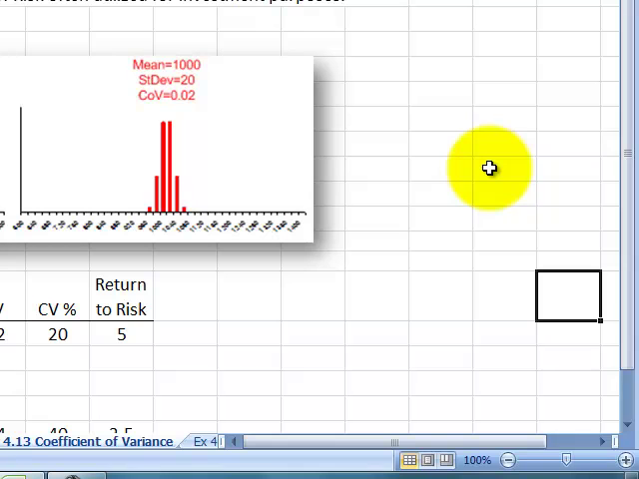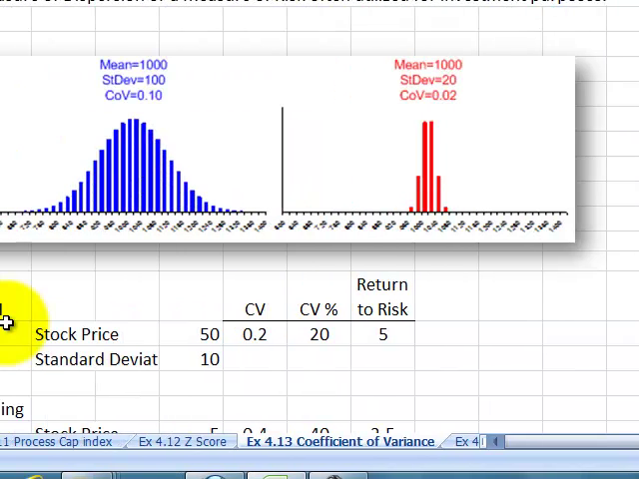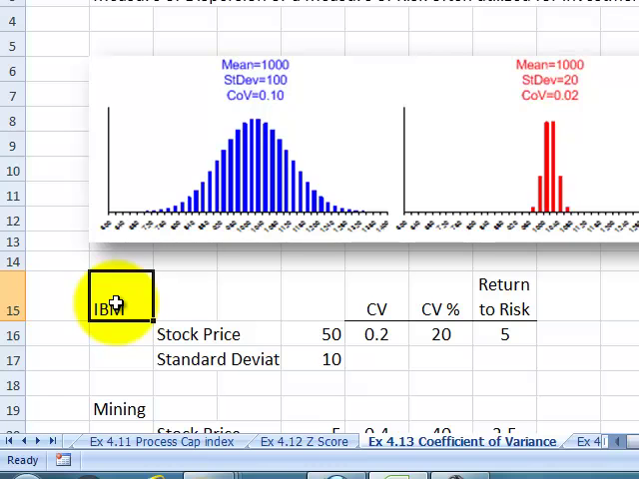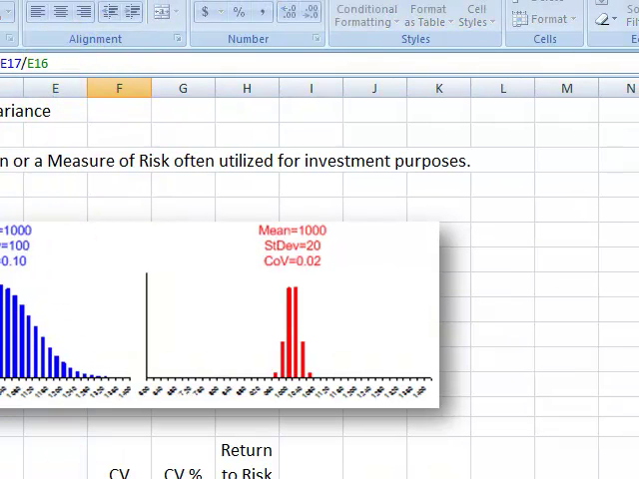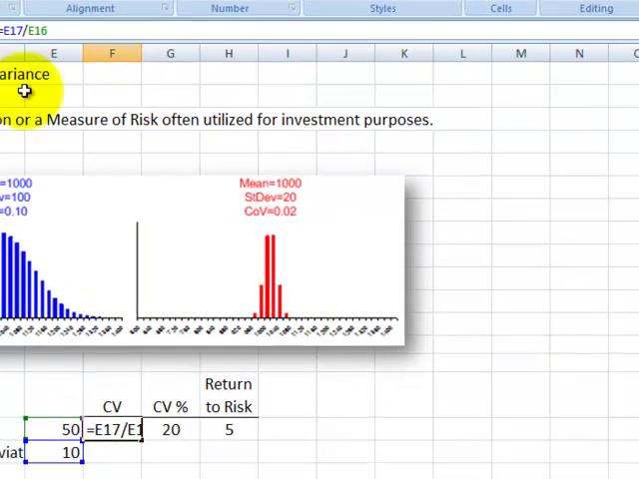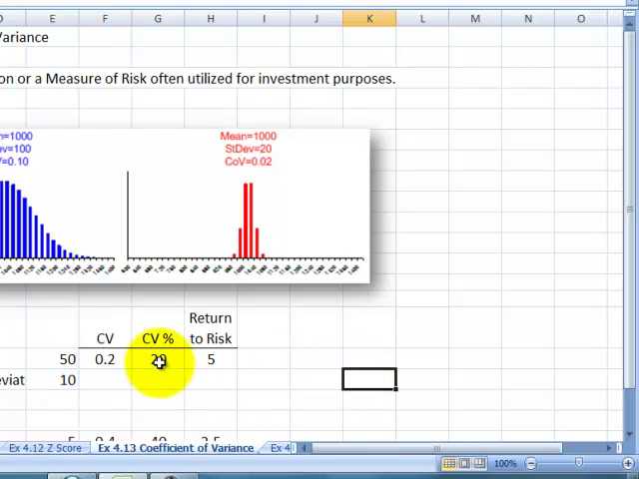Now, if you think of dispersion, as you often do in the investment world, as a measure of risk, it's used oftentimes, as you can see down here in the example. Let's say I have two stocks, an IBM stock and a mining stock. And let's say the stock price, or the mean, is 50, and the standard deviation, the volatility in that price, is 10. Well, my CV would be, as we said in the formula, my standard deviation divided by my mean, which is going to be 0.2. Oftentimes they put that in percents by multiplying by 100.